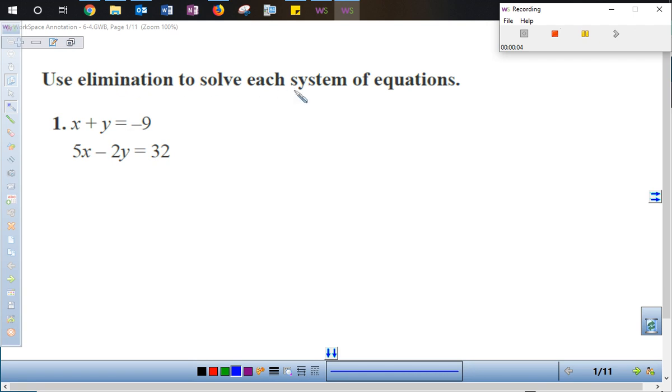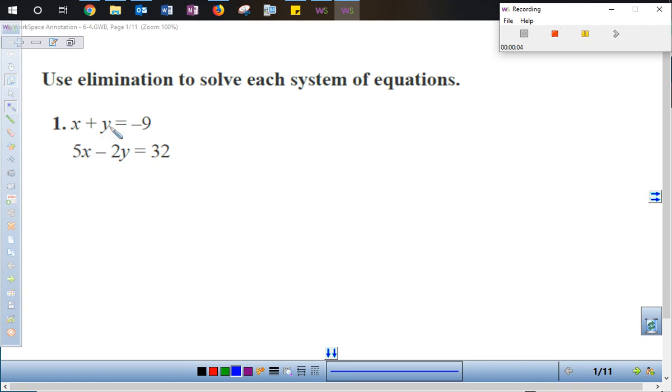So first I want to check if my x's are on top of my x's, my y's on top of y's, my equal signs on top of equal signs, and my constants on top of my constants. Now, to be able to eliminate, you have to have one variable with the same coefficient and different signs. So if I look at my x variable, my x has a coefficient of 1 and a coefficient of 5, so those are not the same coefficient. That's not going to help me.